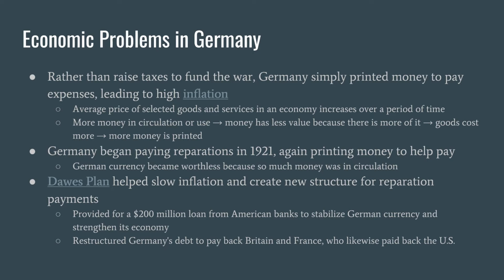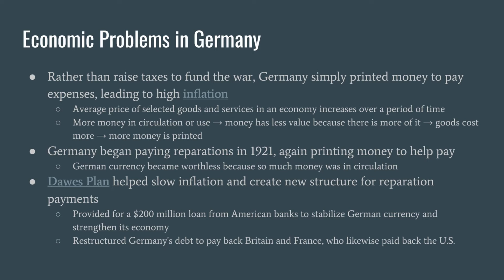And so what we're going to see is Germany is really struggling financially. The Dawes Plan comes into effect to help slow down that inflation and create a new structure for reparation payments to help Germany recover financially.